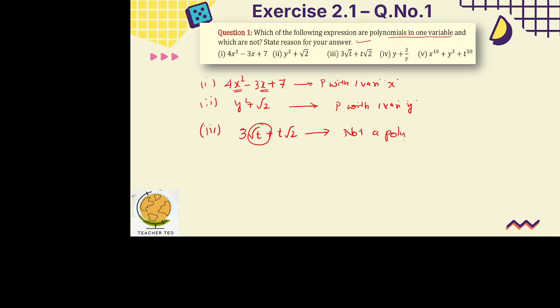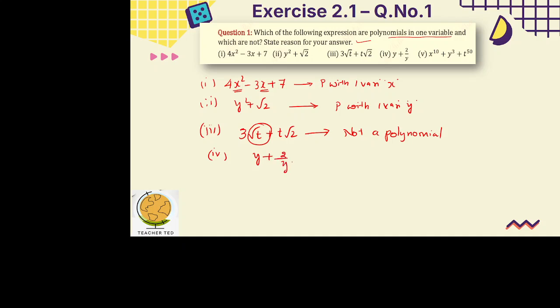So I'll repeat. If there is a power which is a rational number, then that is not a polynomial. If the power is a negative integer, that is not a polynomial at all. It should be a positive whole number. It's not a polynomial.